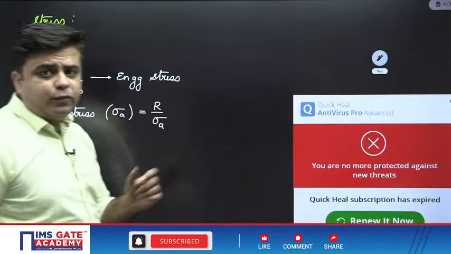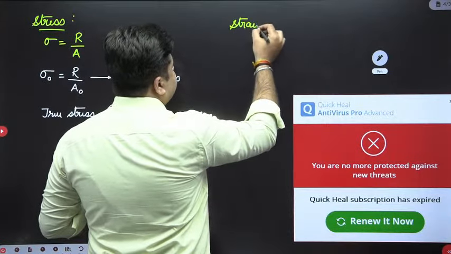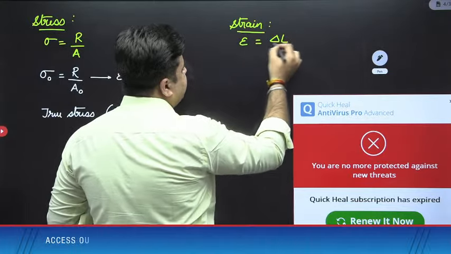On the same note, we have defined strain. Strain is defined as the change in length per unit length.